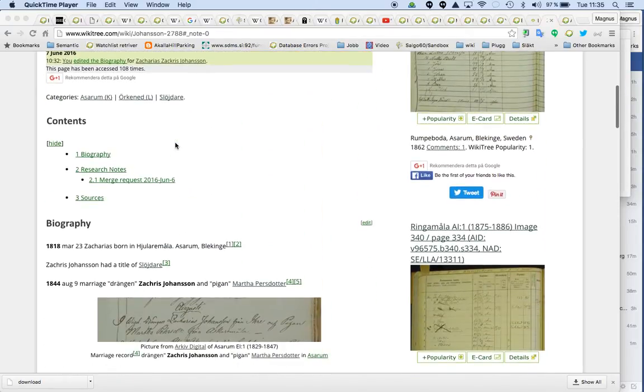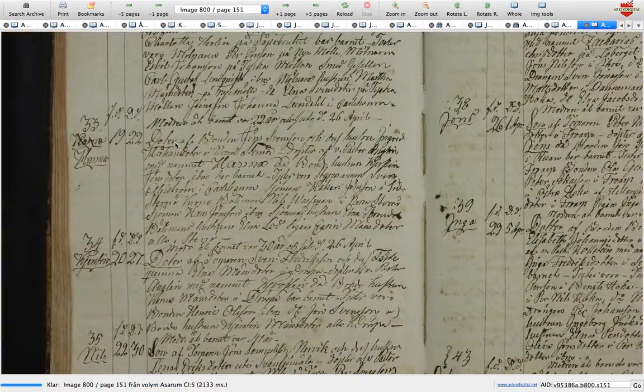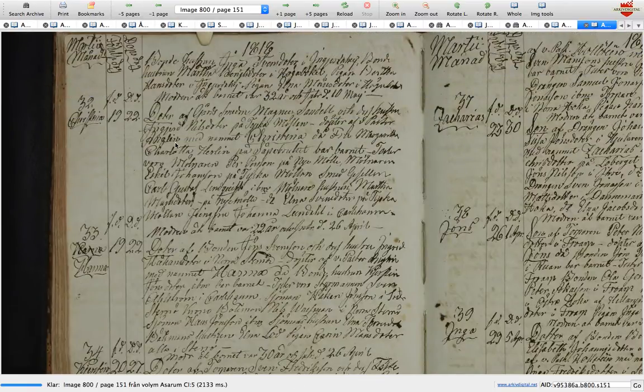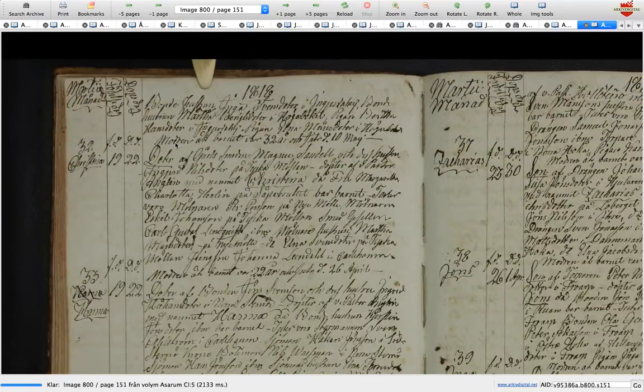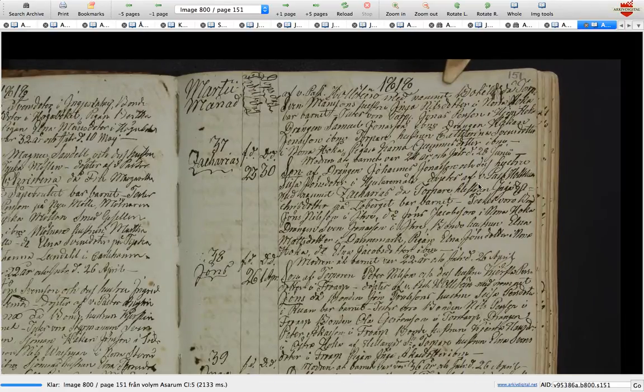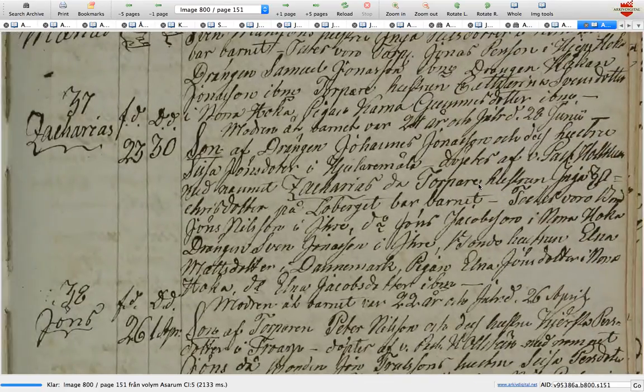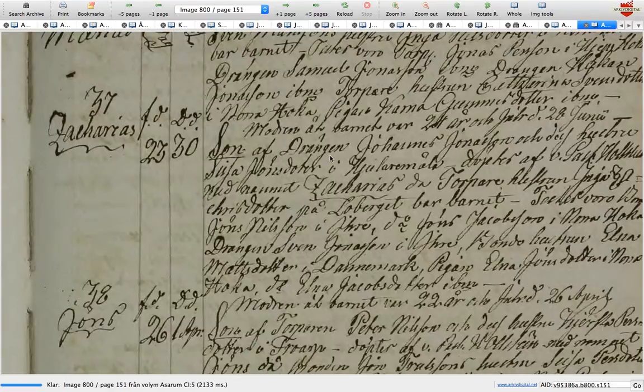CE15, and he is born 23rd March. March is up there, 23rd. Zacharias, so here he is. Zacharias 23rd, son of drängen Johannes Johansson. Dräng is farmhand and so on.